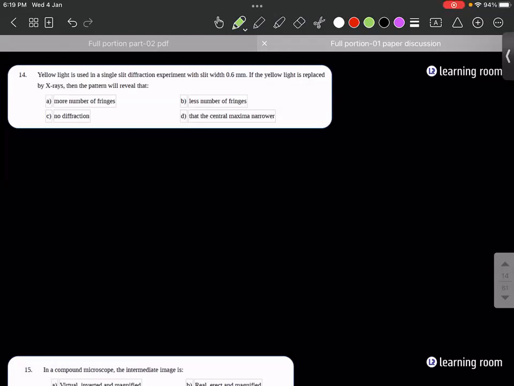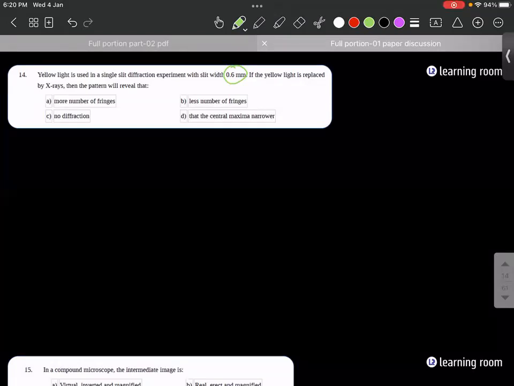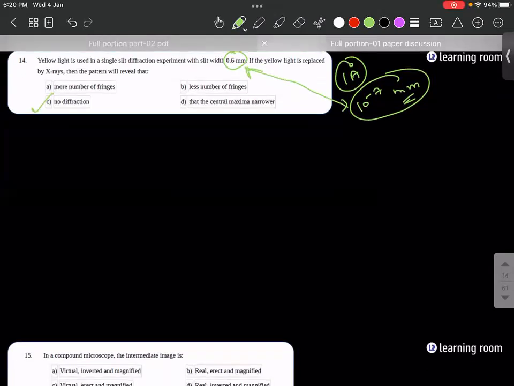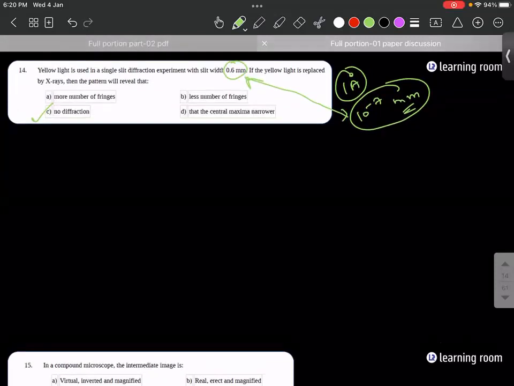Right. If you look at the width, it is going to be 0.6 millimeter. So what is going to be the wavelength of an X-ray? It is somewhere around 1 angstrom, or it is going to be 10 power minus 7 millimeter. They both are not in a comparable state. Hence, there will be no pattern of diffraction taking place. So this is a question based on EM waves and wave optics together.